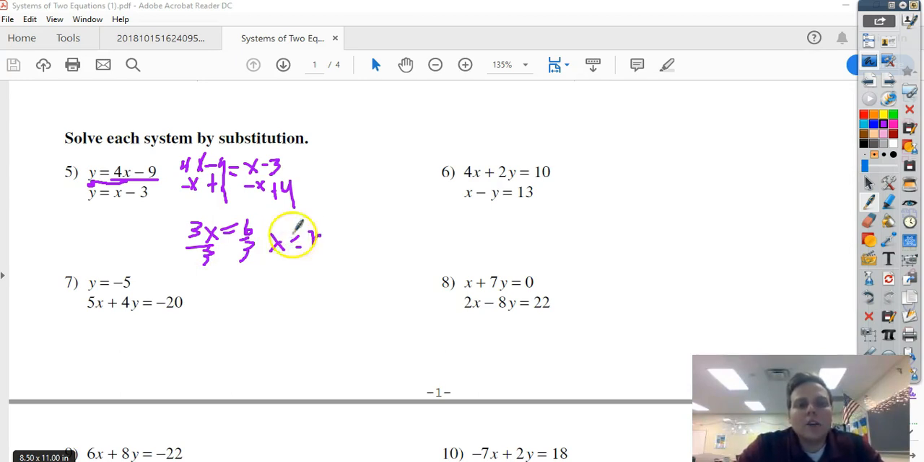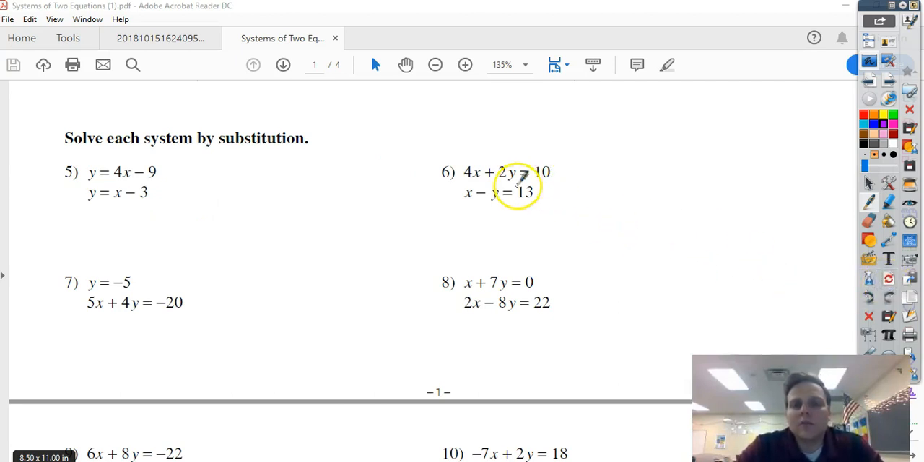Now, to solve for y, you take that 2, you plug it back in for x in either one. I'm going to plug in the second one. So I'm going to say 2 minus 3. 2 minus 3 is negative 1. So that gives me the point 2 comma negative 1. Bam! There's number 5 solved.